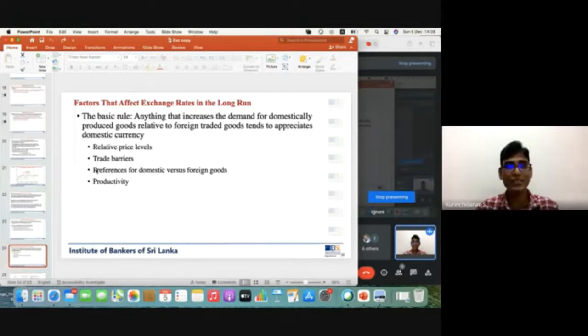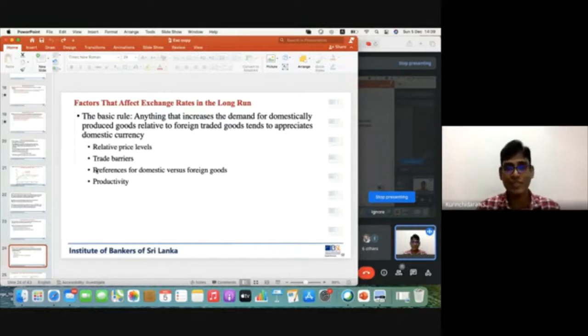One is relative price level. We have seen, right? When one country's prices increase compared to another country, that's a relative price, then you will have an impact on the long run exchange rate. Or trade barriers. If you are going to have trade barriers, then in the long run you will have a different exchange rate.